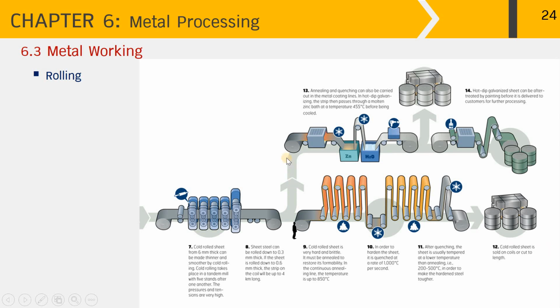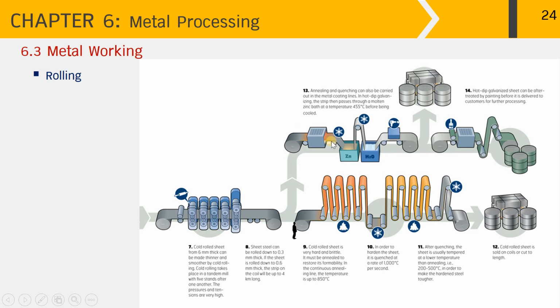Alternatively, we can go through another route over here where we apply a coating onto the steel sheet for specific conditions where corrosion resistance is required. So in this step over here, the annealed and quenched steel sheet can also be carried out in the metal coating line.